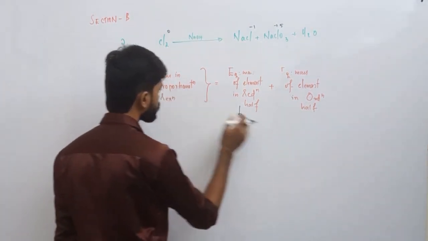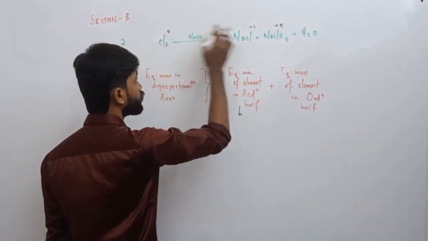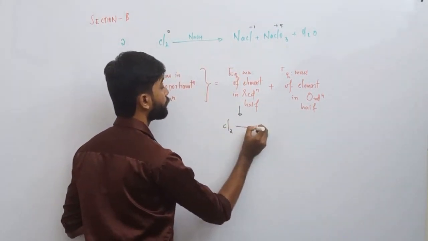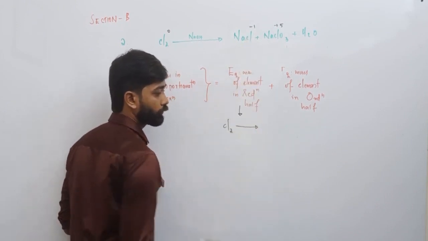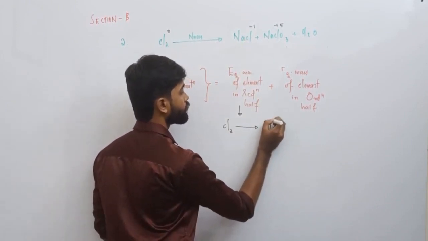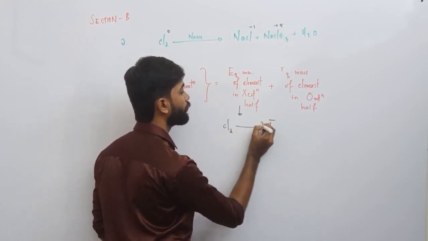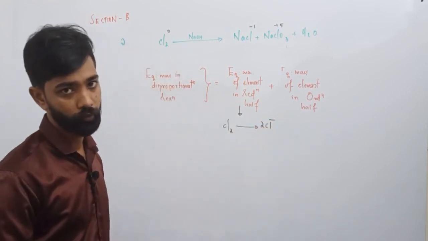Okay. So the reduction half is this one. The reduction half is Cl2 becoming Cl minus. Here we have 2 chlorine, so you simply multiply by 2.